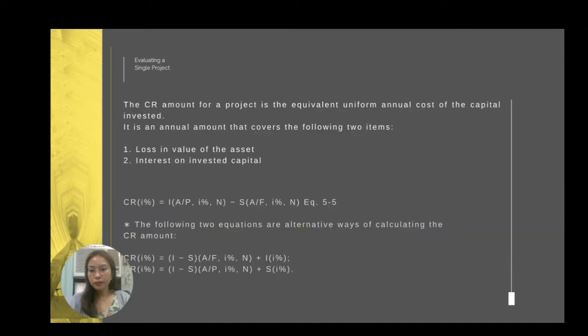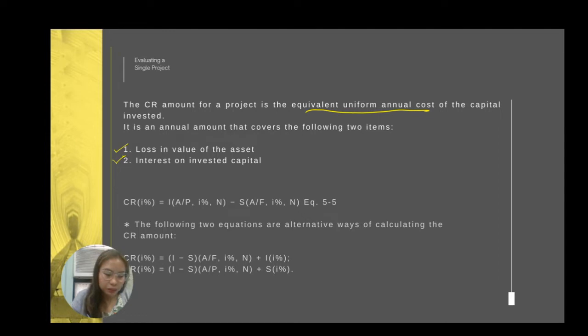Next, it should also be taken note that the CR amount, or capital recovery amount, for a project is the equivalent uniform annual cost of the capital invested. So it is an annual amount that covers the following two items. What are these two items? First is the loss in value of the asset, and second is the interest on the invested capital.